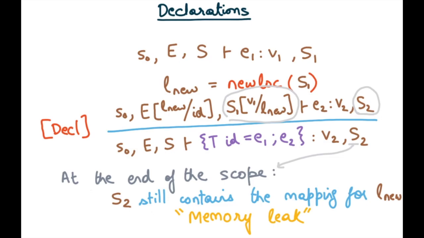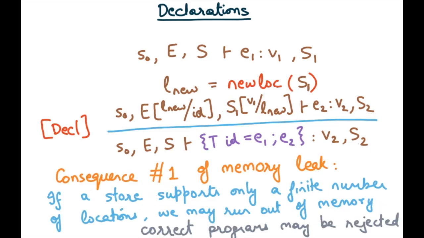Now the question is, what are the consequences of a memory leak? Well, it depends on what side you want to look at it. For example, one consequence of a memory leak is that, let us say my store supported only a finite number of locations.